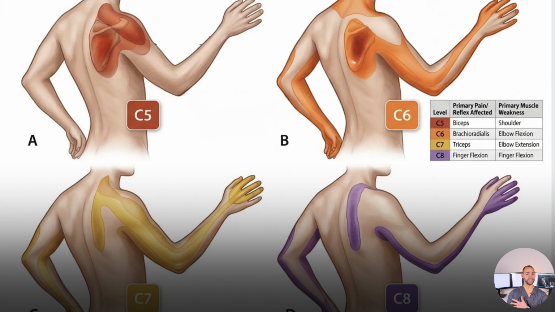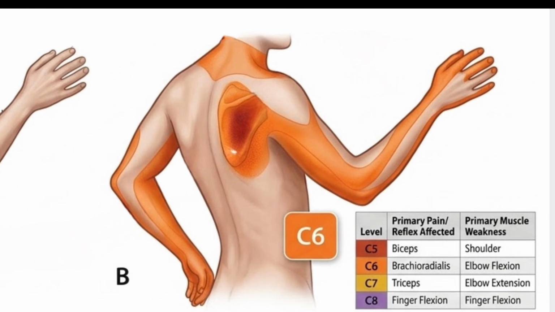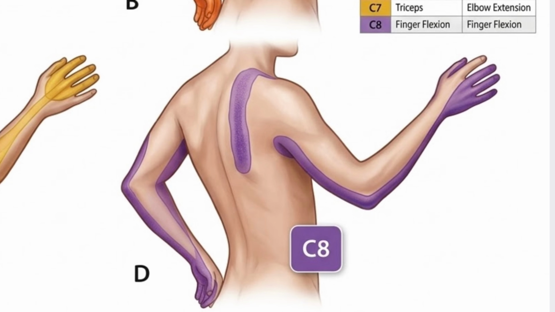C5 nerve root: pain and weakness from the shoulder down into the upper outer arm, and difficulty raising your arm to the side. C6 nerve root: pain shooting all the way down into the thumb and index finger, weakness with wrist extension, and this is the most common level that we see for radiculopathy. C7 nerve root: symptoms go down into the middle finger. You may experience tricep weakness, trouble pushing down or doing a push-up, and this is the second most common. C8 nerve root: numbness into the ring and small fingers, hand weakness or difficulty with grip.